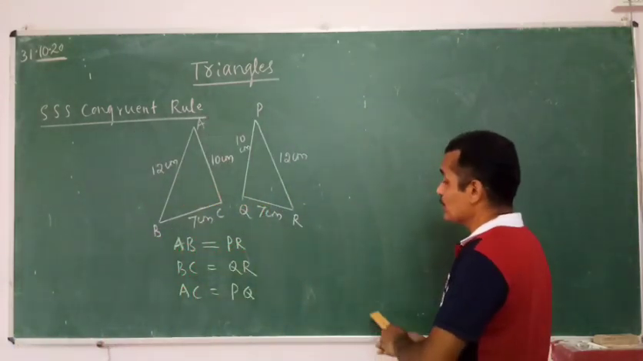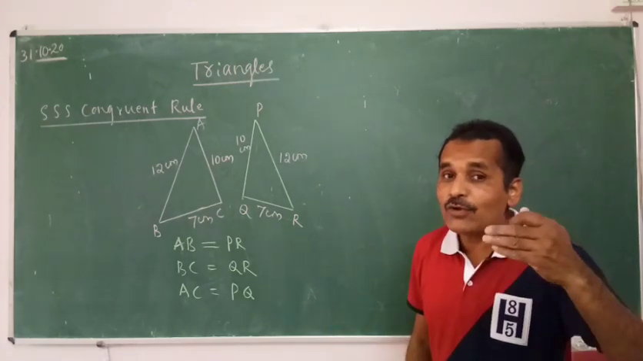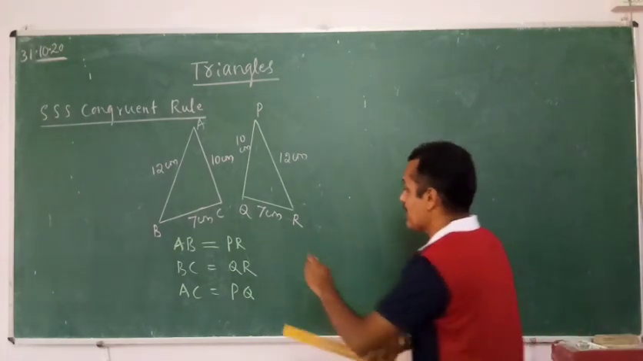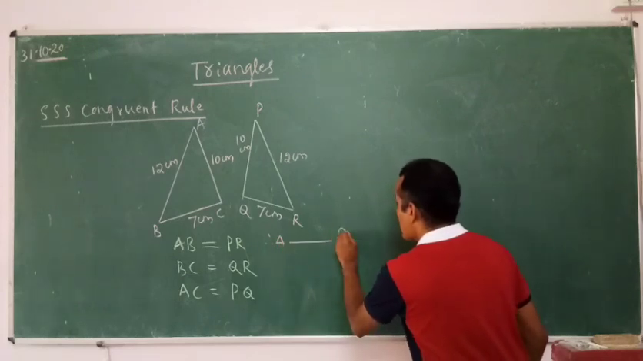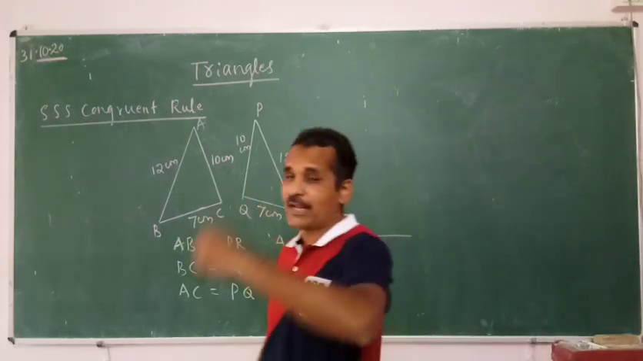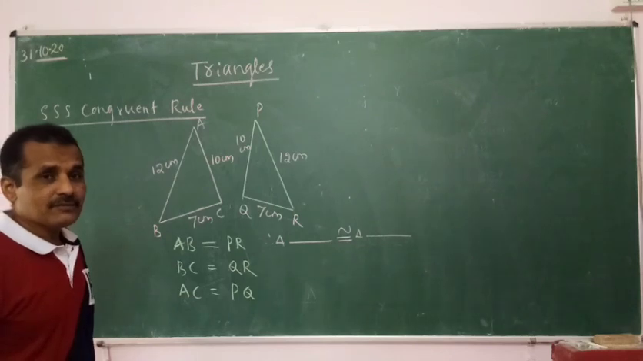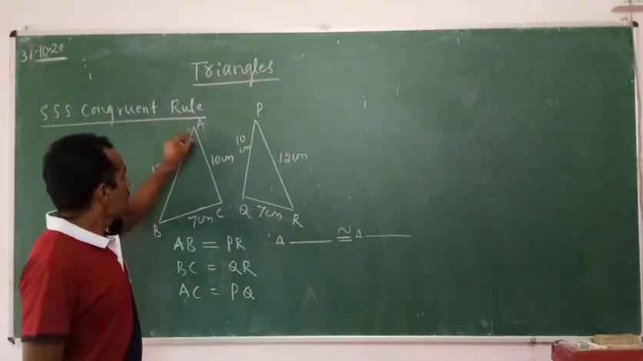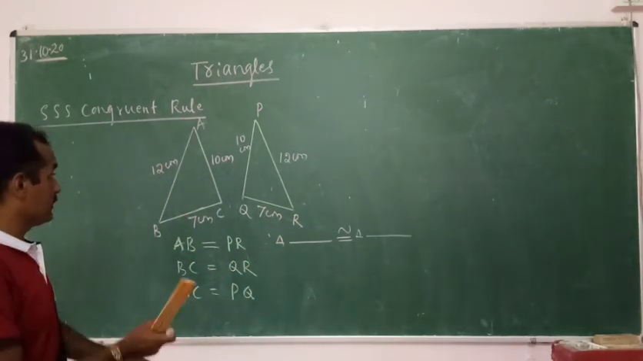How to write? The order is very, very important, my dear children. In what way you are going to write the triangles? The alphabet order is very, very important. I can write therefore triangle dash is congruent to triangle dash. See the way of writing. When the angles are given, it's very easy. See, A is equal to R means first alphabet A will come, then first alphabet R will come. But no sides are given.